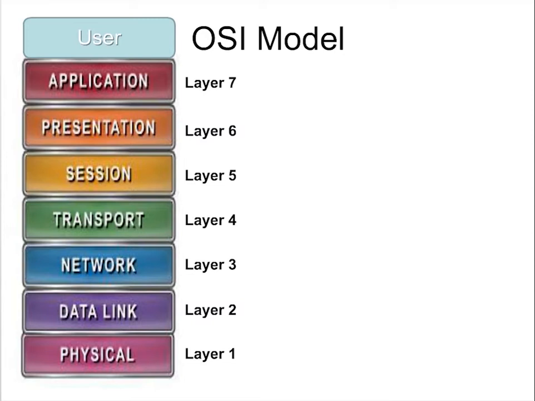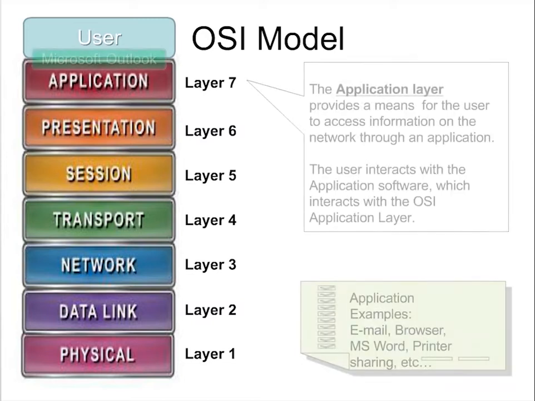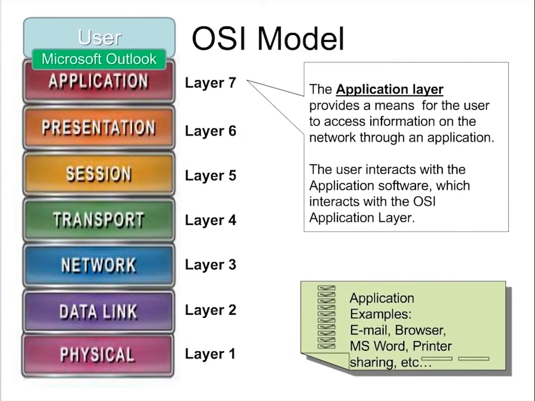I've added a layer at the top. You'll see the user up there. The user is not really a layer, I don't think, but the user is certainly playing a role in this thing. The user is interfacing with some application software. And in our example of sending the email here, maybe that application is Microsoft Outlook. We'll use that as the example.